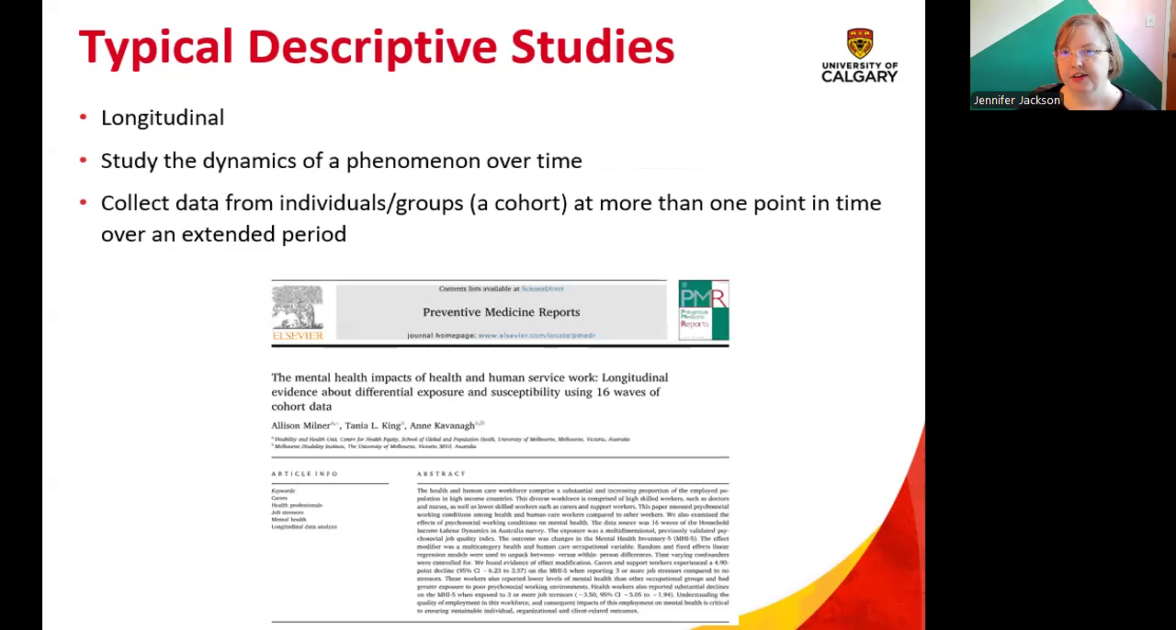Next type of descriptive studies are longitudinal. So this is when we look at what happens to a group of people over time. This could be something we measure every week, we measure every month, or we measure years and for many years. So we collect data from often a group of people over an extended period.